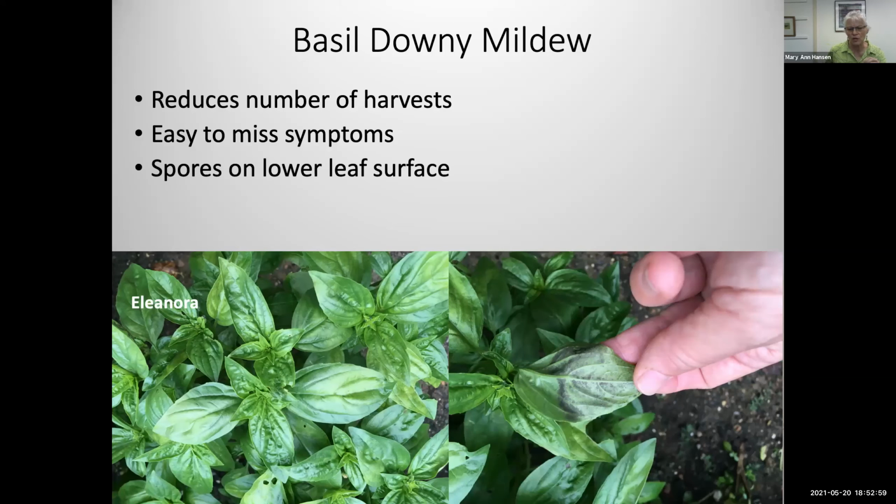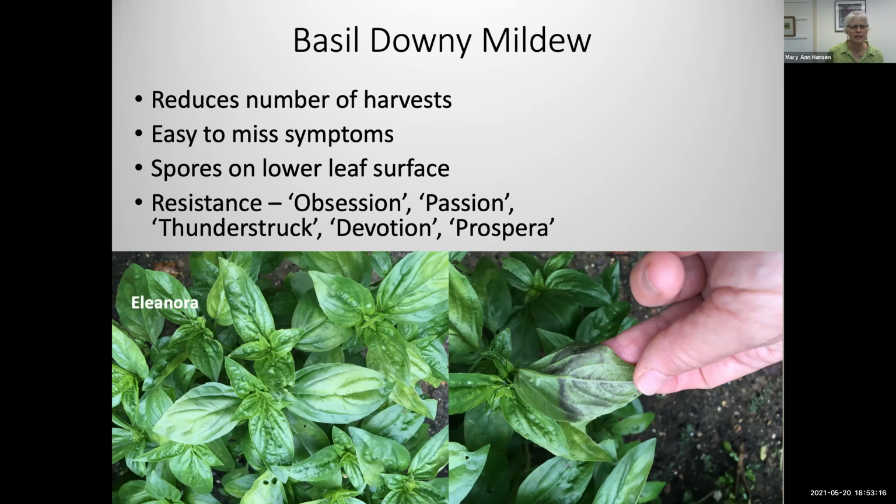And those are the spores of the downy mildew organism, and they're present on the lower leaf surface. You may think soil splashed up on the plants, but that's the spores of the downy mildew. This has been a real problem for basil lovers of sweet basil.